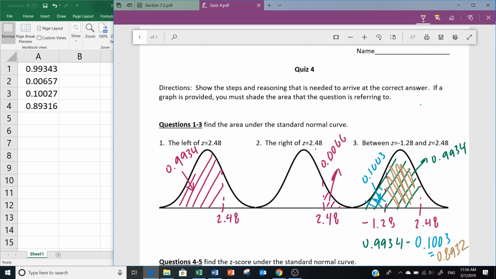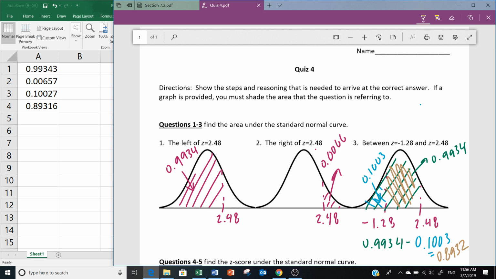Okay, the problem is if we add this blue area to the green area, we now have extra area. We're now double dipping on both the green and the blue area. So when we do that, we now can go over a probability of 1. So I'm afraid we can't do it like that.